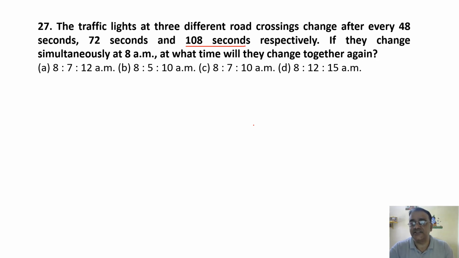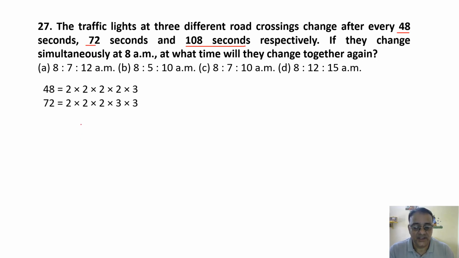So we are factorizing 48, 72 and 108. So 48 we can write as 16 into 3, that is 2 to the power 4 into 3, and 72 we can write as 8 into 9, that is 2 to the power 3 into 3 to the power 2, and 108 we can write as 27 into 4, that is 2 to the power 2 into 3 to the power 3.